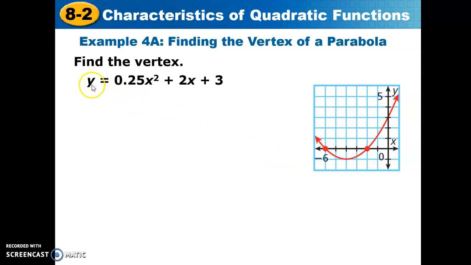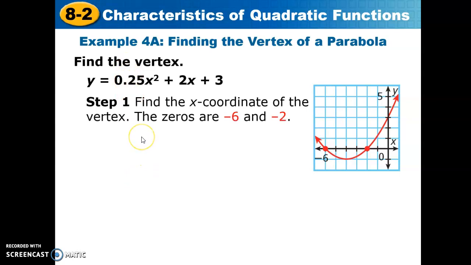Okay, so let's take a look at this here. We have y equals 0.25x squared plus 2x plus 3. I look at this, I think this right here would be the axis of symmetry. And then we can find the vertex, and it looks pretty clear, but let's just be crystal clear by using our formulas. So the first thing we're going to do is find the x-coordinate of our vertex. We see that our zeros are negative 6 and 2. We average them out, we get negative 4.